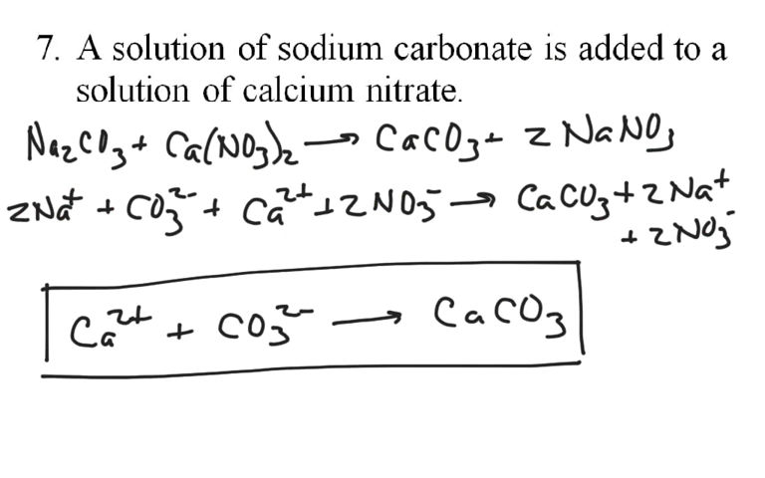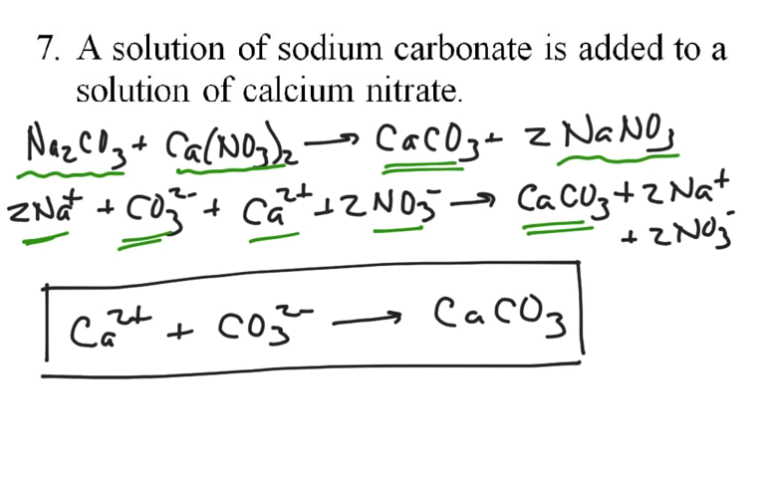Solution of sodium carbonate, so Na2CO3, and sodium compounds are soluble, so they break up into ions. Calcium nitrate, solution of calcium nitrate. Nitrate compounds are always soluble, so that's going to break up into ions. So notice we get 1 calcium, 2 nitrates, 2 sodiums, and 1 carbonate. Calcium carbonate. Carbonates are almost always insoluble unless you put them with an alkali metal, so calcium carbonate would be a nice precipitate. We keep it together. And again, here we have sodium and nitrate, definitely soluble. We get 2 sodiums, we get 2 nitrates.